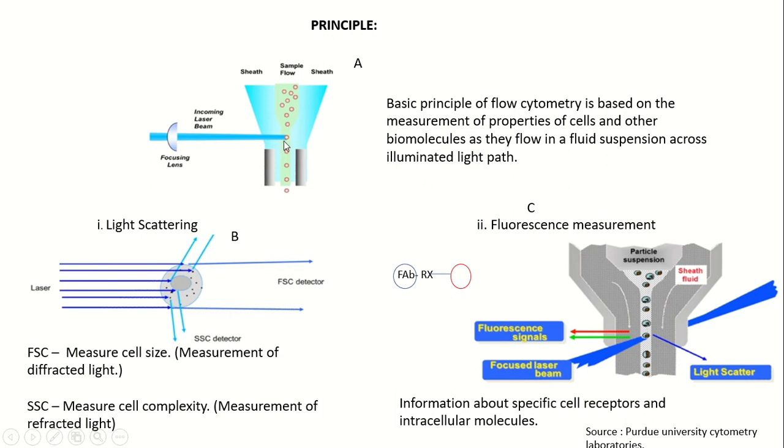and then get results with respect to three aspects. The first is forward scattering, which is a measure of cell surface area or cell size. Then side scattering gives an idea about the granularity or complexity of the cell. Firstly, talking about FSC, the forward scattering: say this is a cell, and these are beams of light.